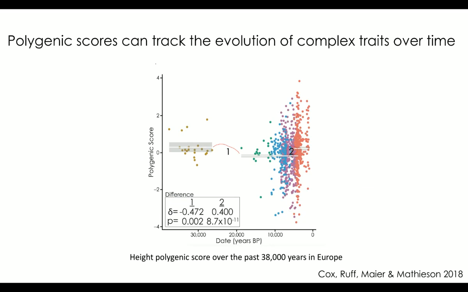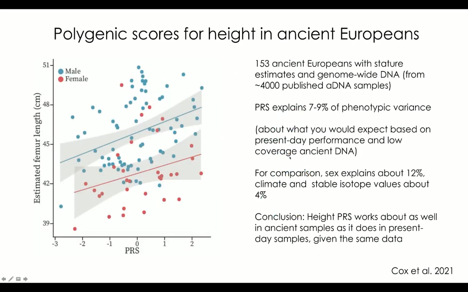Okay. And what we show in this paper is that these changes in polygenic score actually track changes in actual height measured directly from skeletons. So we show that we can actually use polygenic scores, at least in this case, to track the evolution of complex traits over time. In fact, we can use polygenic scores also to learn about individual ancient properties as well.